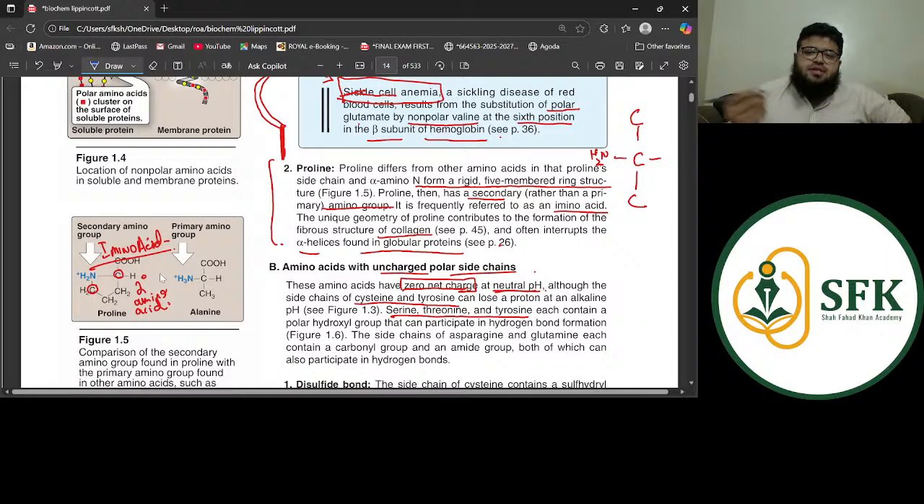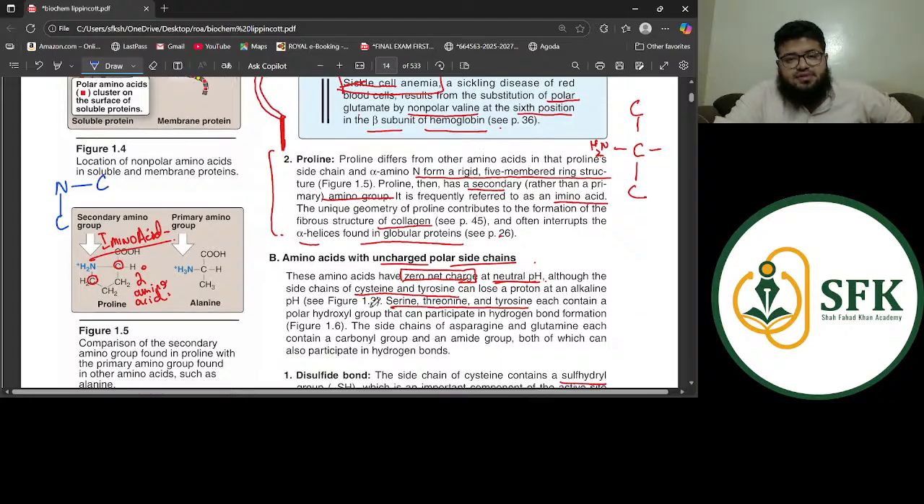Now what is secondary? It has a secondary amino group. We refer to an amino group as secondary when the nitrogen atom is at the same time bound to two carbon atoms. In this case, this nitrogen atom is bound to two carbon atoms. That's why this is secondary. This is a secondary amino acid, and hence it's termed an imino acid rather than an amino acid.